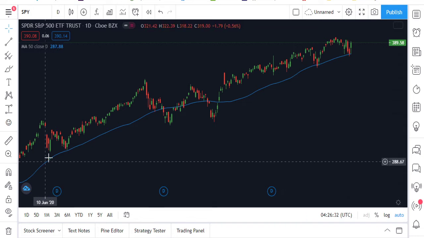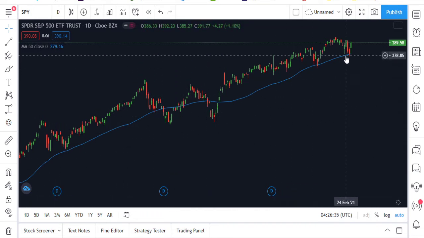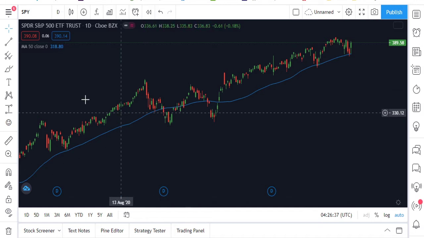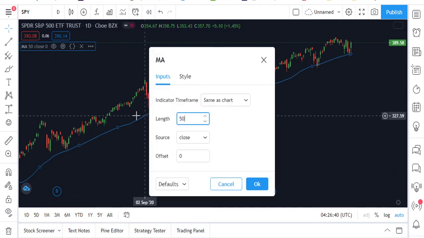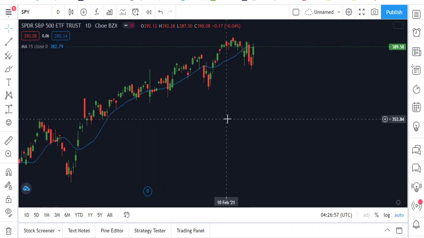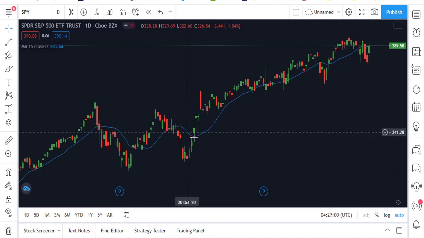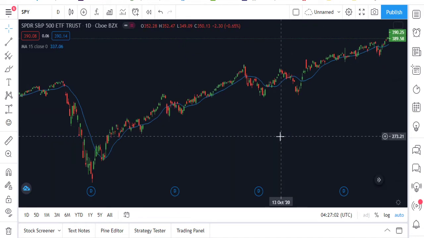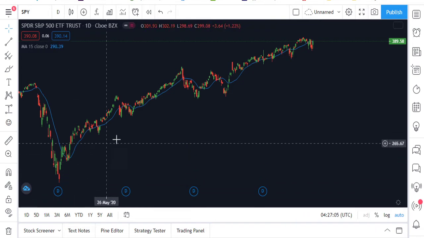So within 50 days, this is how the S&P has been moving. So moving average is a good guideline if you want to buy and sell a certain stock or ETF or crypto or Forex or whatever you want to invest in. Dogecoin, AMC, whatever you're feeling. Let's do the 15. 15 days, this is how it's been moving. You can see that it's mostly been an upwards gain.